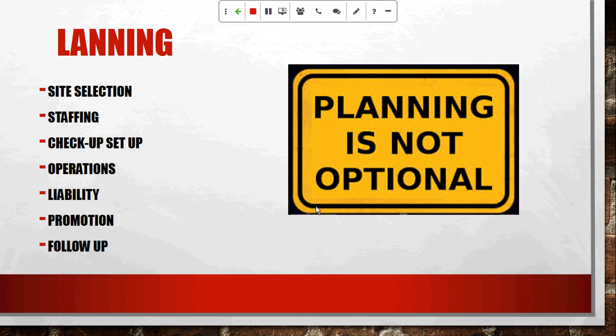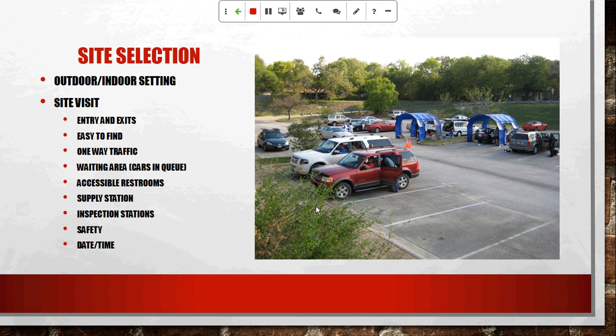So now we're going to move on to site selection. Now, there are basically two different types of site selection. You can have an outdoor or an indoor setting. Both of them have pros and cons associated with each. So with outdoor settings, one of the pros with that is that it provides the advantage of space and ample parking, which is going to be very, very important when you're conducting a car seat checkpoint. You want as much space as possible, and you want as much open space as possible. However, outdoor settings do leave you, your volunteers, and your clients exposed to the elements.